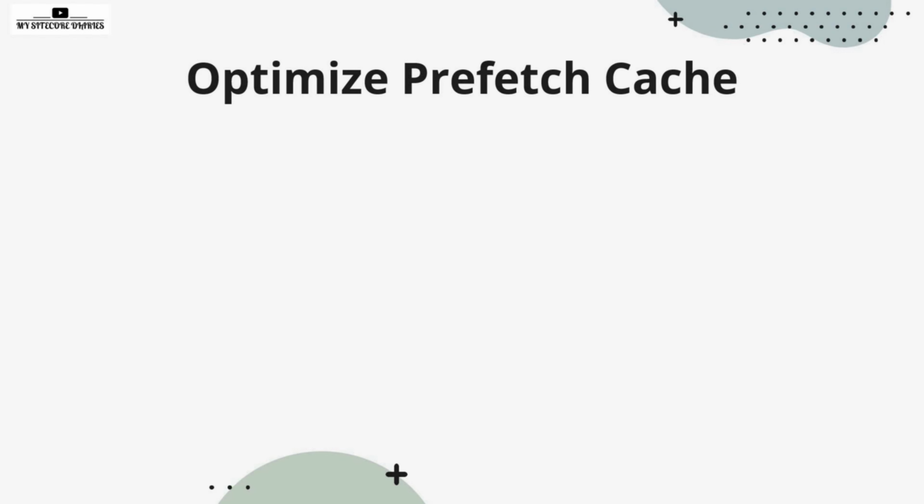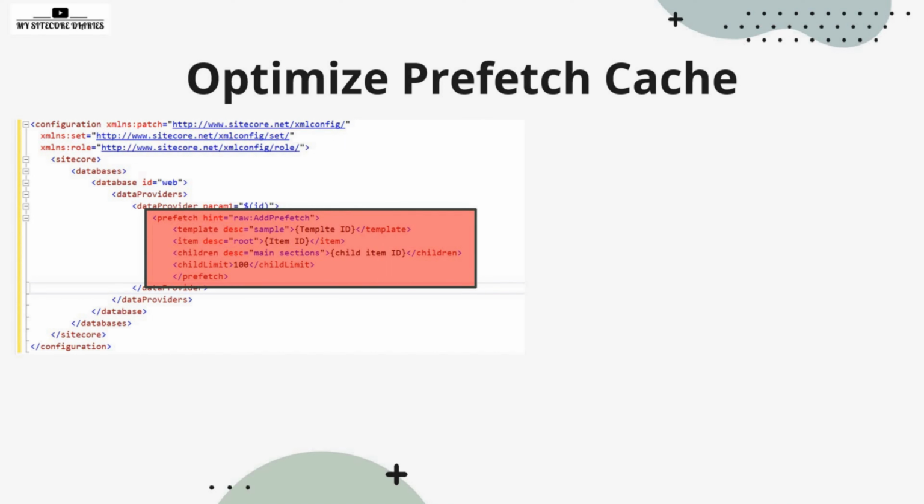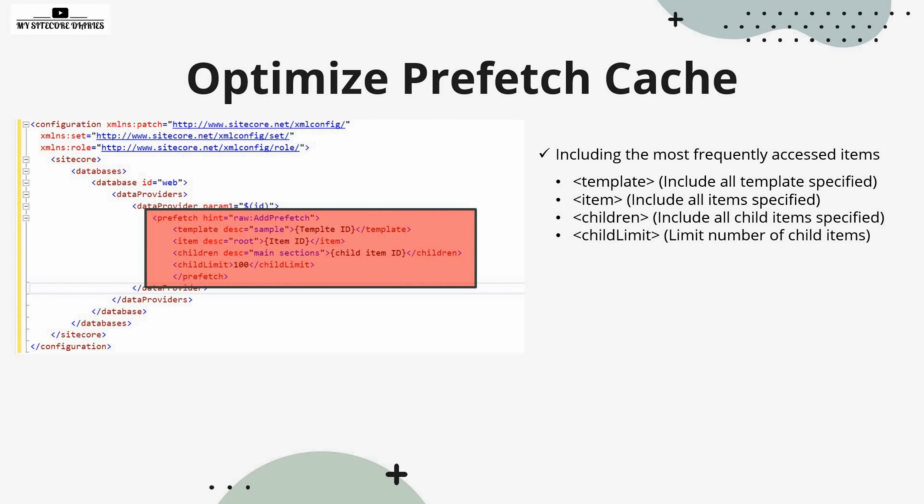Optimize the prepage cache. So how will you optimize the prepage cache? If you see here in the prepage cache, there are some nodes: template, item, children, and child limit. Those are the things which you can utilize, including the most frequently accessed items. So you can specify which template you want to include, which item you want to include, which children you want to include, and what the child limit is, meaning how many children you want to include. Like here you see 100 children. So this is optimizing the prepage cache.